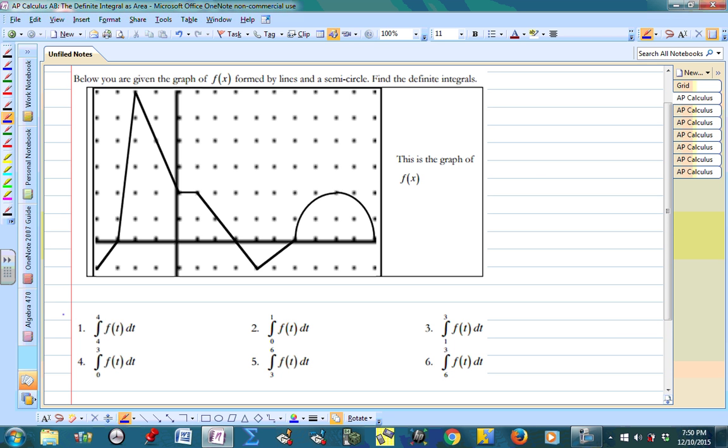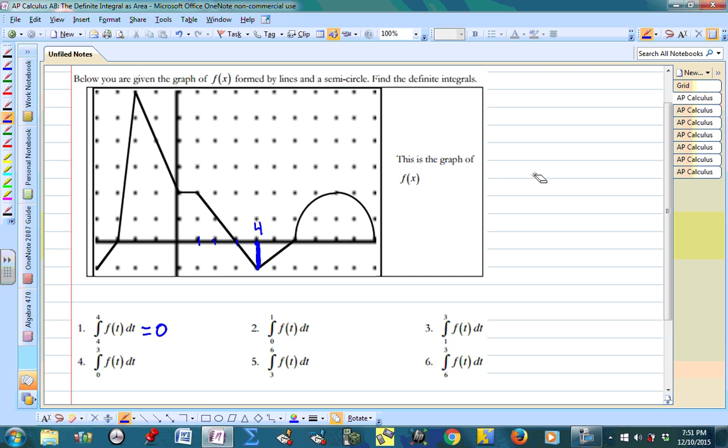If you take a look at problem number 1, you see that we're asked to integrate from 4 to 4 f of t dt. So let's go on the x-axis and find where this is. 1, 2, 3, 4. So our rectangle or trapezoid or whatever shape we're dealing with is going to start at x equals 4 and it's going to end at x equals 4. So we didn't really draw a rectangle. If you think of the area of that rectangle, the base is 0 and the height is 1, and 0 times 1 is 0. Therefore, the integral of f of t from 4 to 4 is 0.